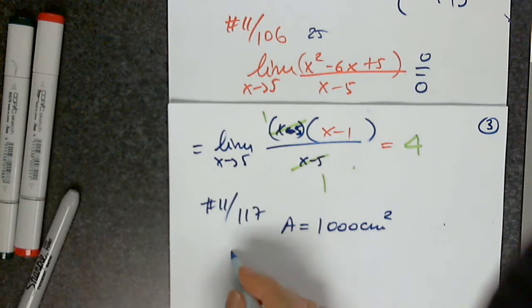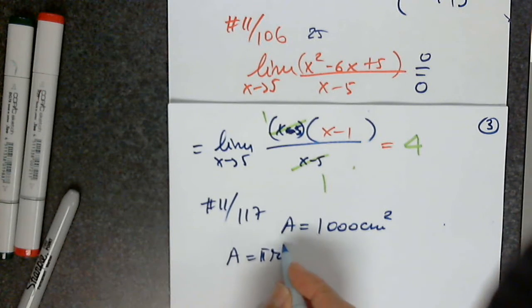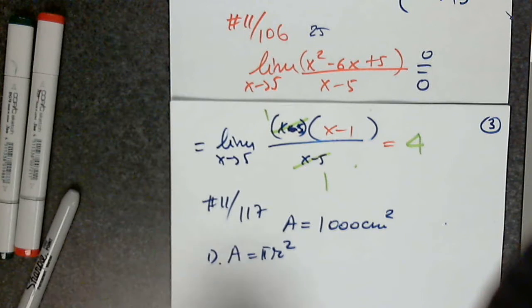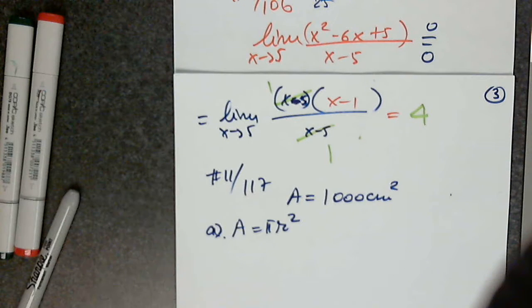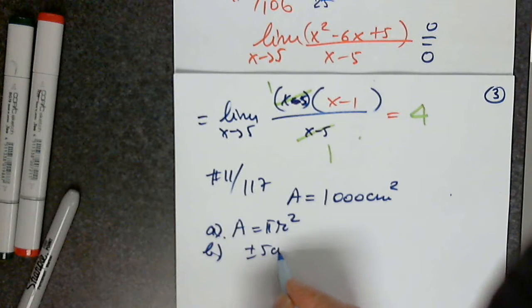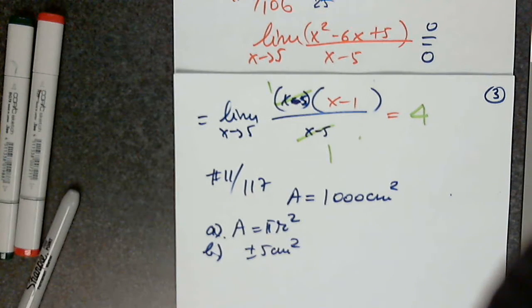Okay, so the area is pi r squared. So that's part A. That will not be a problem, right? Okay, part B. Let's see. The unit is allowed an error tolerance of plus or minus 5 centimeters squared in the area of the disk. How close must the ideal radius in part A be controlled?